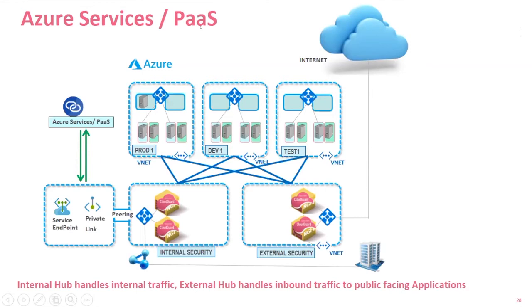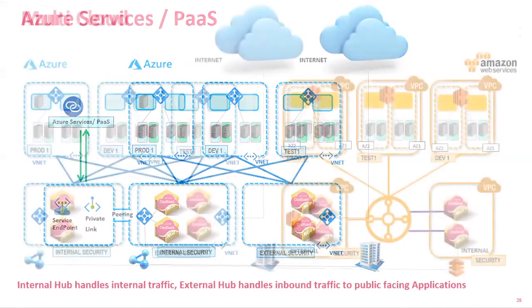Azure services and the PaaS services. We support both service endpoints and private links coming into an infrastructure, and we normally connect them via peering to either the internal or the external security VNet. These can be directly in the VNet themselves because routing will allow it, but it's a lot cleaner if they're on their own system. It makes the UDRs a lot easier to implement.